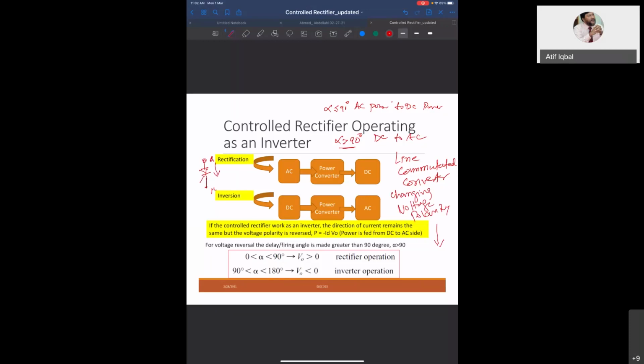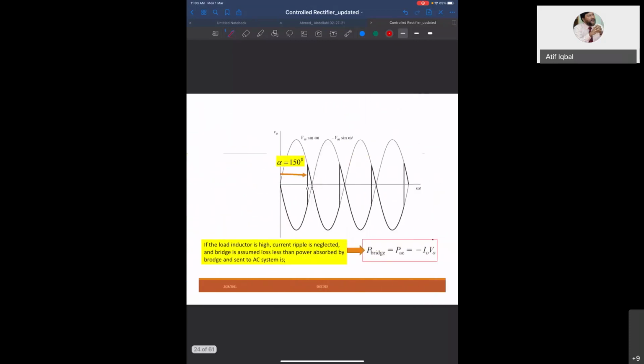The voltage polarity changes. At the load, the voltage polarity, which was before plus and minus, now becomes minus and plus. So when the voltage polarity changes, the power becomes negative. When power becomes negative, it is no more acting as a load, it acts as a source. So it is pumping power back from the DC to the AC side.